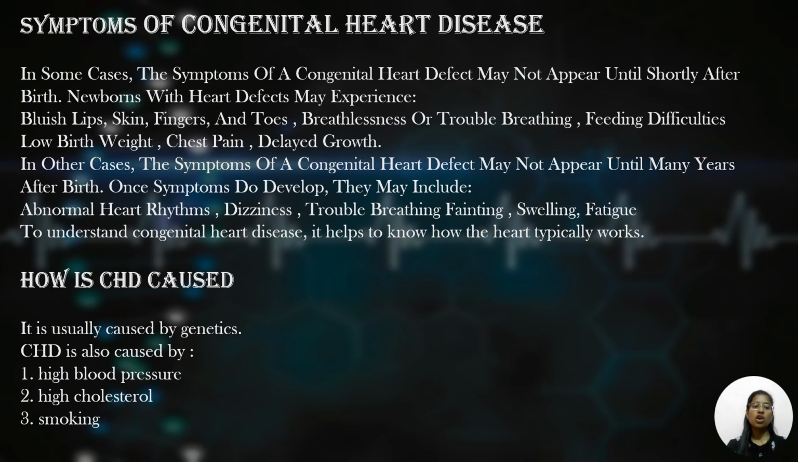And how is it caused? Several genetic health conditions that a baby inherits from one or both parents can cause congenital heart disease. It is also recognized that certain types of congenital heart disease run in families, and Down syndrome is one of the most widely known genetic conditions that can cause it. It is usually caused by genetics, and it is also caused by high blood pressure, high cholesterol, and smoking.